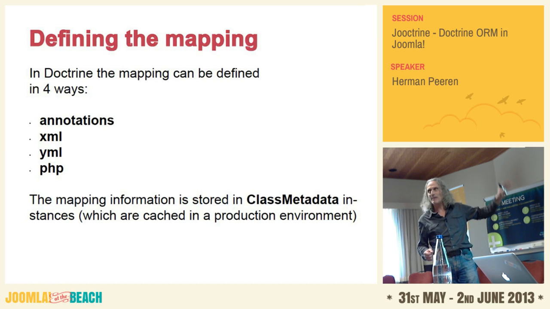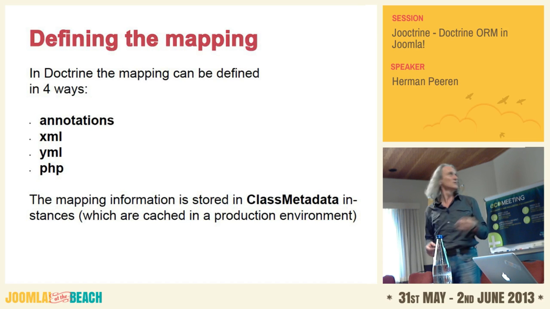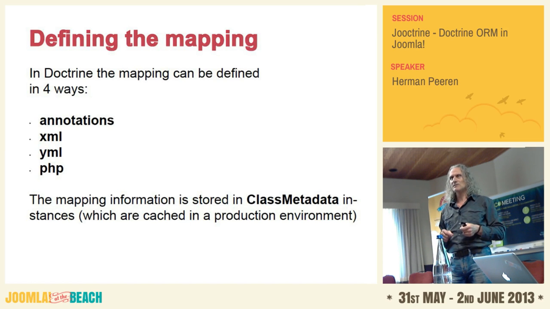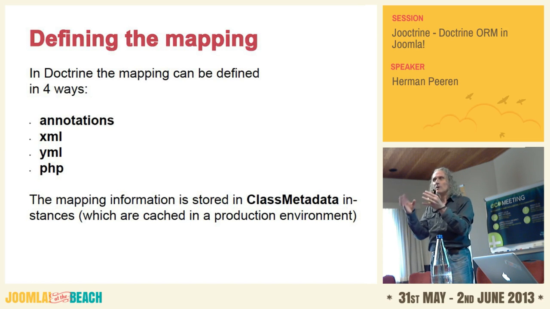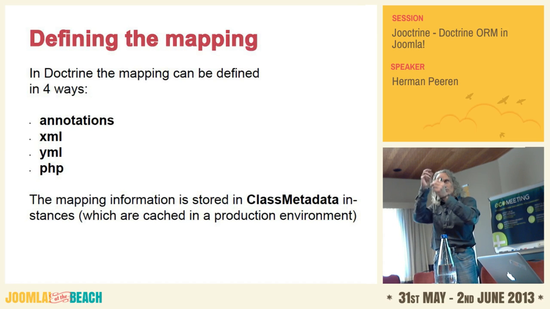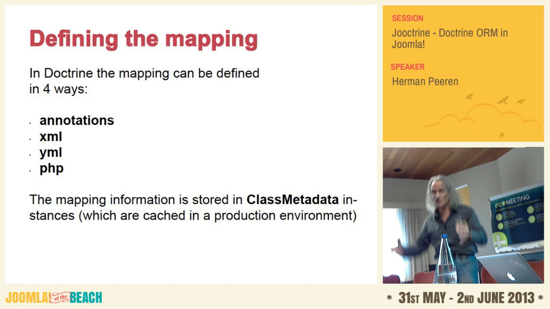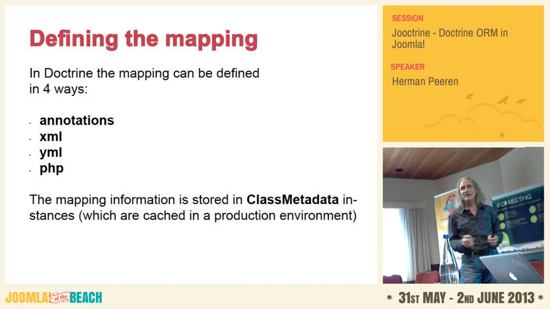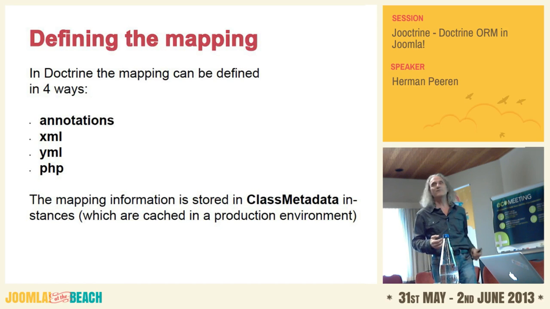You can input the mapping in such a class metadata object in Doctrine in different ways. Most well known, I think, is the annotations way. I saw Andrew once with a posting that he said, yeah, I don't like that. It's also messy, because in the definition of your entity, you also say in annotations, as a kind of doc block notation, how the mapping is. Yeah, that is a bit messy, but it's also very handy, because you see the structure of your entity, you see which fields it has, and you also see to which fields it is going in the database. That's handy. But if you like XML more, okay, you define it in XML.